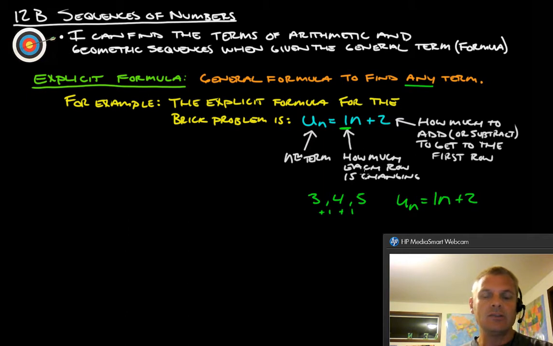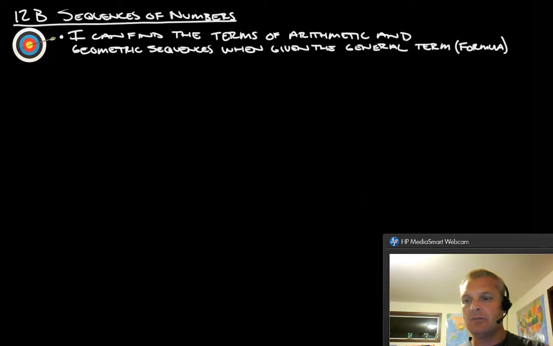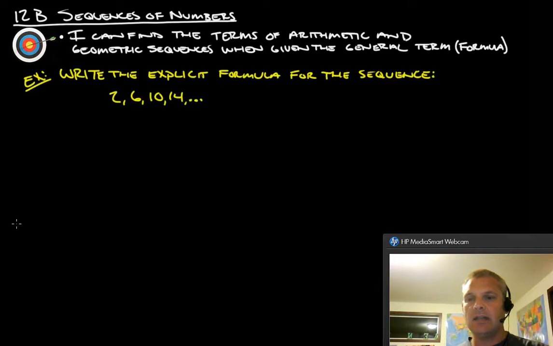Okay. So then to find the second row, you would plug in 2. 1 times 2 is 2, plus 2 is 4. And then to find the third row, we plug in 3 for n. 1 times 3 is 3, plus 2 is 5. So this here, u sub n equals 1n plus 2, is the explicit formula. Okay? So now, with that, let's take a look at an example.